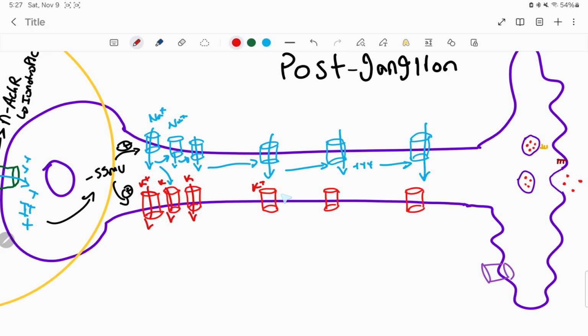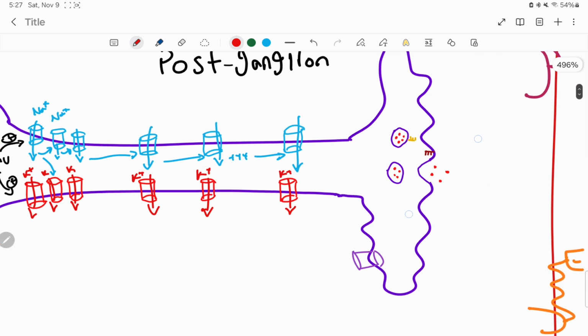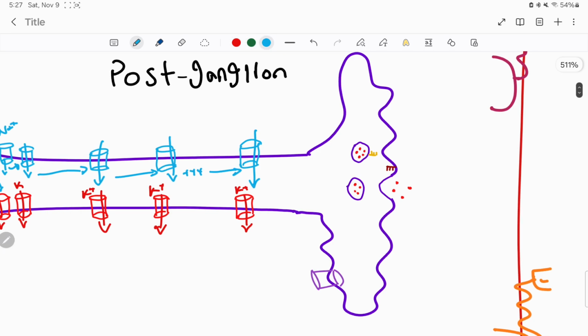And again, meanwhile, potassium is also leaking out. That is repolarizing this section and actually making it hyperpolarized as well. And then repolarizing this section and then repolarizing this section. Okay? All right. So, great. That's great. Now, again, same thing.